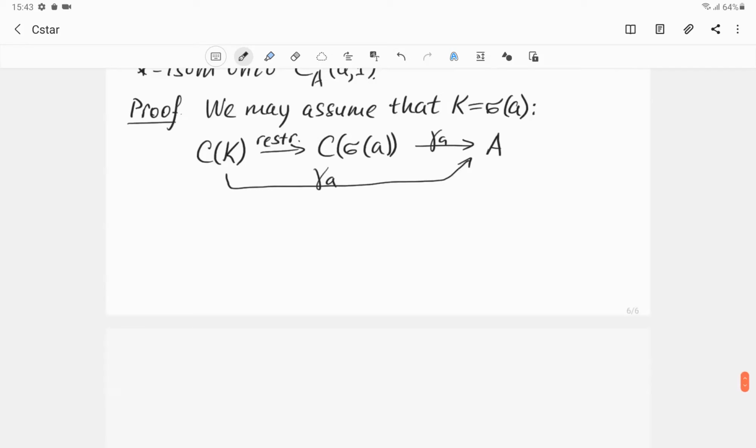Okay. So let's denote by B the C-star subalgebra of A generated by little a and the identity element. So B is a commutative C-star algebra.